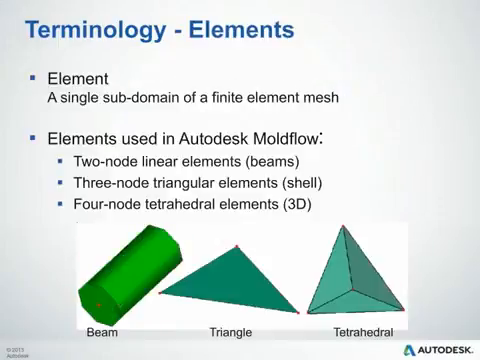So these subdomains that we broke your part down into, we call those elements. We use these elements, there are several types. So one is a two-node linear element, which we see on the left there, it's a beam. Another one is a three-noded triangular element, also commonly called a shell or a triangle. And then a four-noded tetrahedral element, which is used in our 3D mesh type.